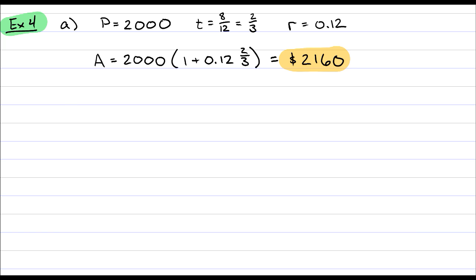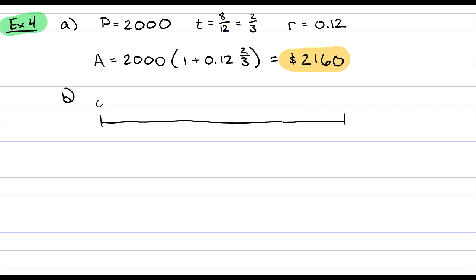Okay. Now part B is where things get a little bit tricky. It says that after 2 months, Alan needs money for car repairs, so he sells the loan to Chris for $2,050. What annual rate of simple interest does Chris earn on his investment? Give the answer as a percentage. Okay, one thing that I think will help understand this problem is if we draw a diagram.